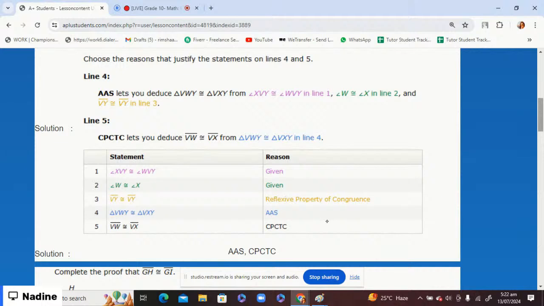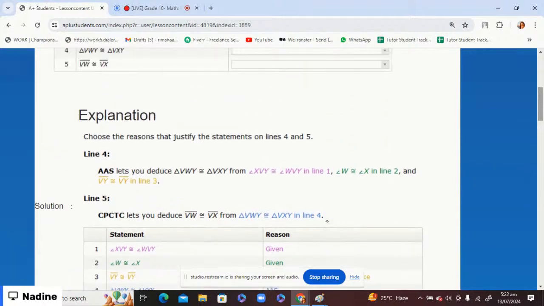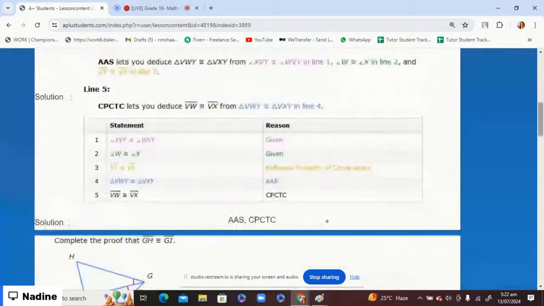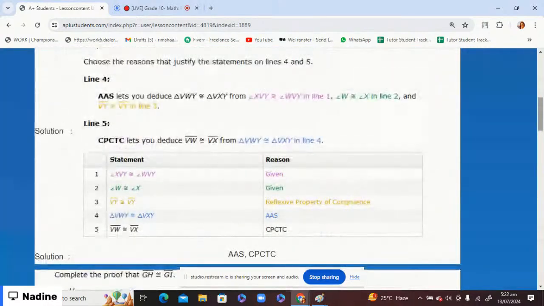What is the reflexive property of congruence? That is, if VY is equal to V, the middle line, they are saying that because the middle line in both the triangles is the same. So when we are talking about lines 4 and 5, they are saying that when these two lines are the same, it means that this is the reflexive property.